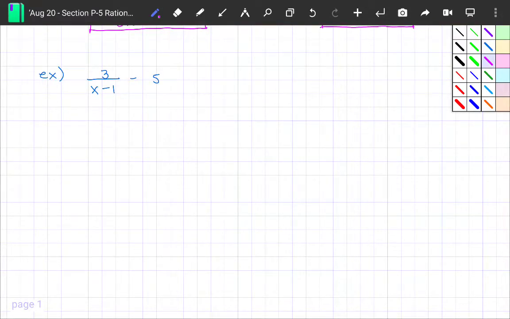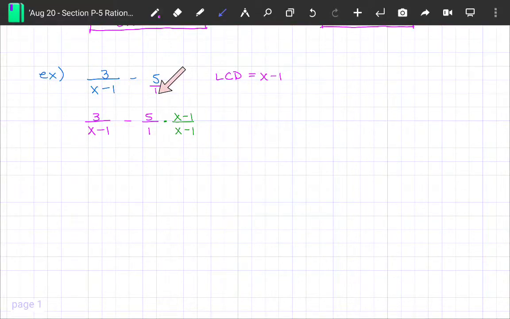So just like before, if we have a whole number, you can think of that denominator as a 1. I know my LCD is going to have to be x minus 1. So I don't have to change the first fraction. That already has my LCD. But the second fraction, I'm going to have to multiply top and bottom by what's missing from my LCD. I needed an x minus 1 there, so I have to multiply top and bottom by that.